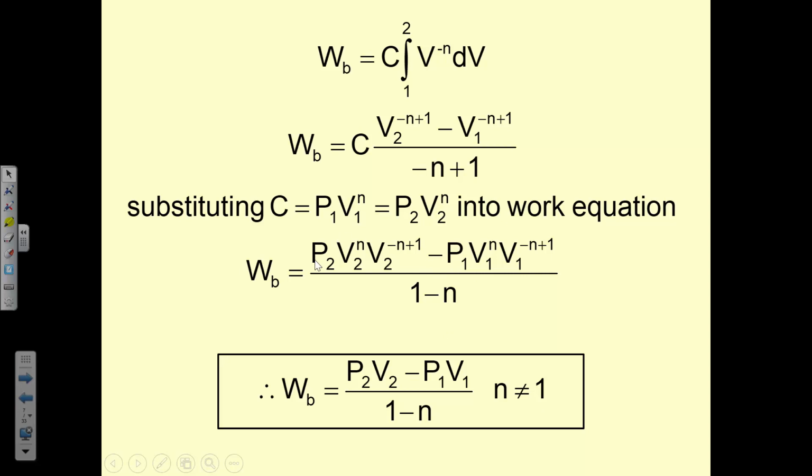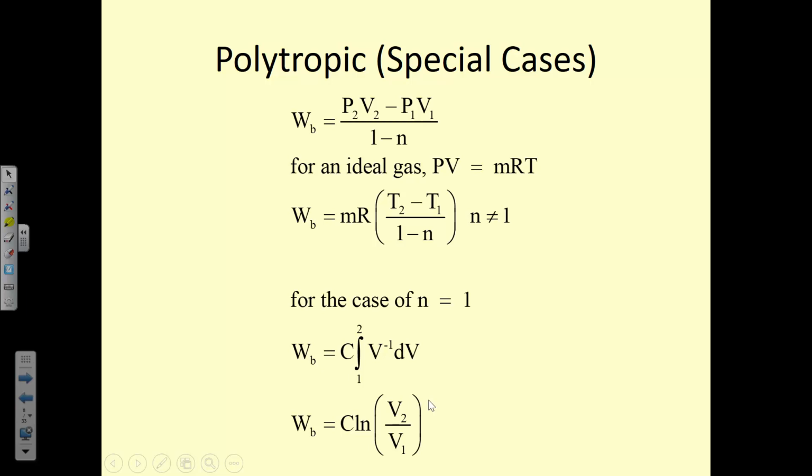So again, we can just take this integration. If we know that we have a polytropic relationship, we can simplify it down into this term here by doing the integration. And again, it only works for integration when n is not equal to 1. When n is equal to 1, then the integral has a logarithmic relationship.